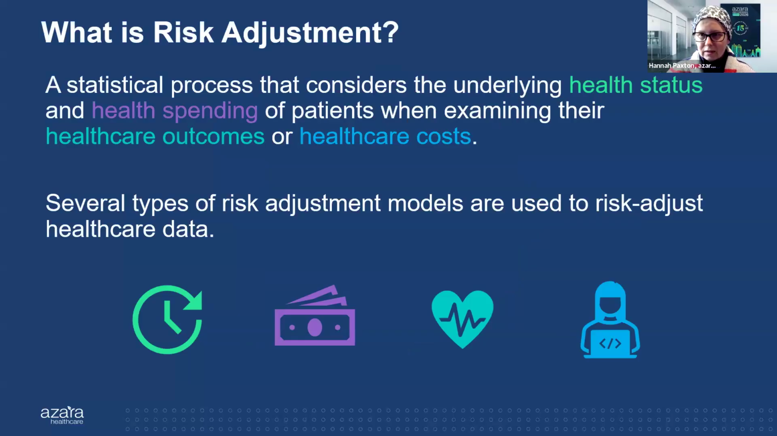And why would we risk adjust? It's so that we can make sure that the contracts that our organization is participating in are going to compensate us fairly, that we're getting enough money for those complex patients. And we're also coding to specificity for as many patients as possible to get as accurate of a reimbursement as we can.